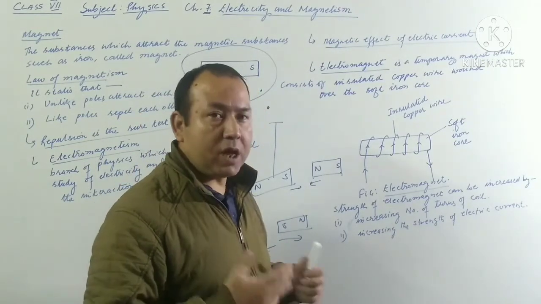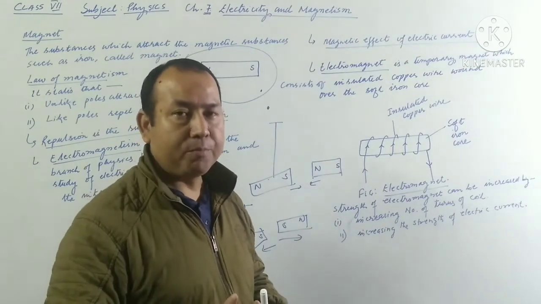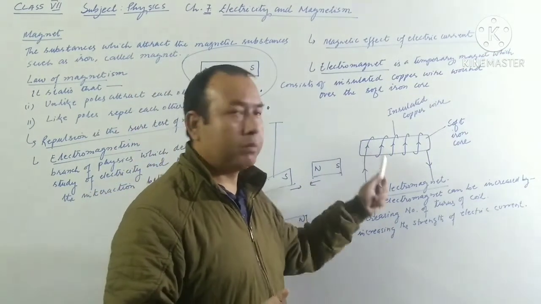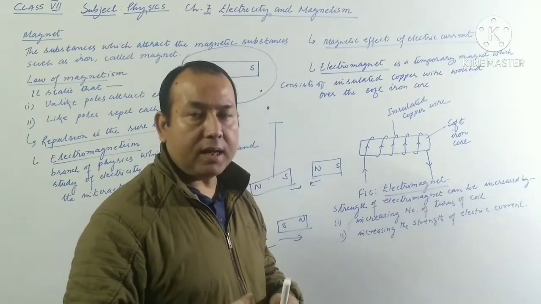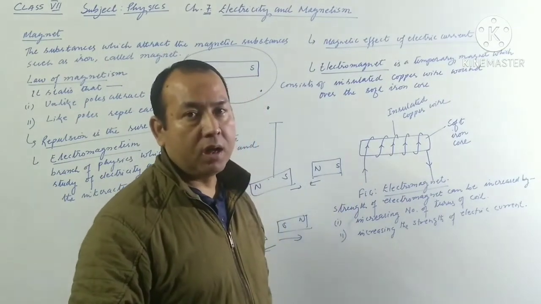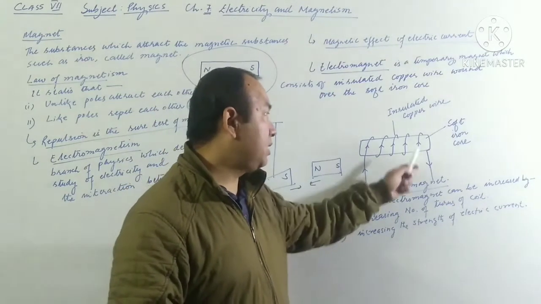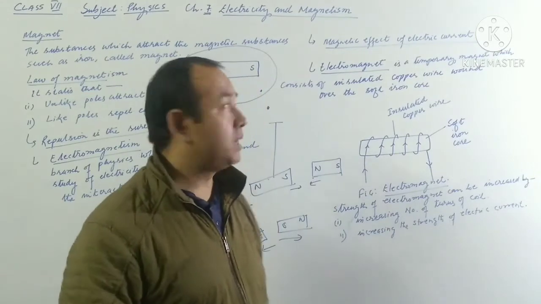The strength of this electromagnet can be increased by increasing the number of turns of the coil. The second way is by increasing the strength of the electric current flowing through the electromagnet. This way we can increase the magnetism of the electromagnet.